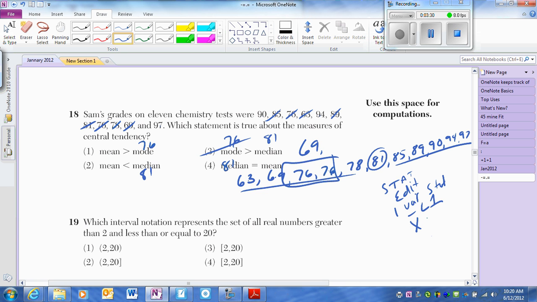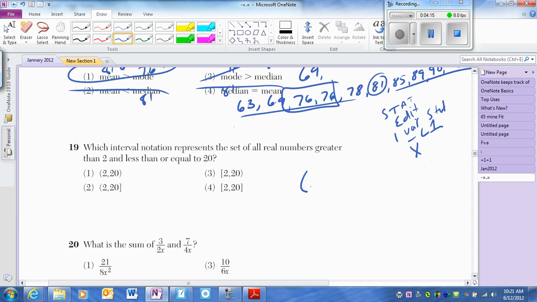So I'm going to go back to the original list. 90 plus 85 plus 76 plus 63 plus 94 plus 81 and 76, 78 and 69, and 97. And if I divide by 11, hopefully it's somewhere around there, 81.6. 81.6 is greater than the mode. 81.6 is not less than that, and 81.6 is not equal to that. So the answer is 1.